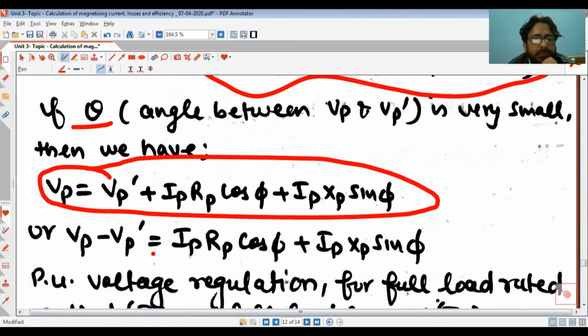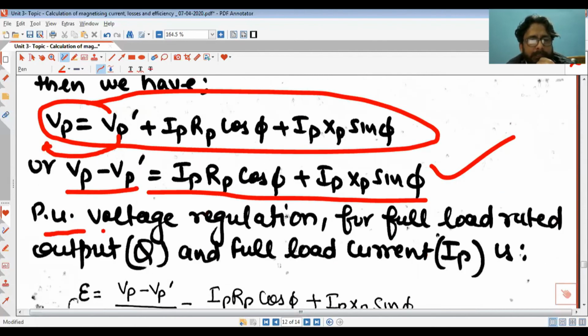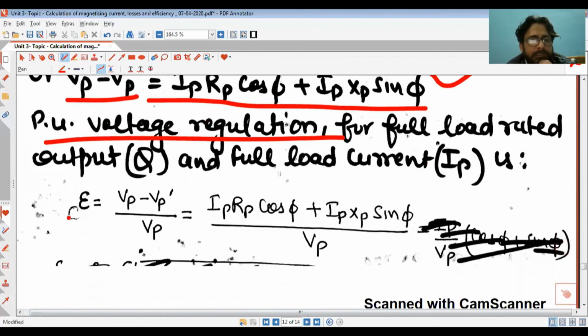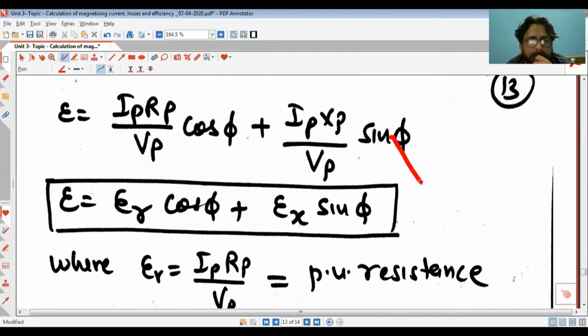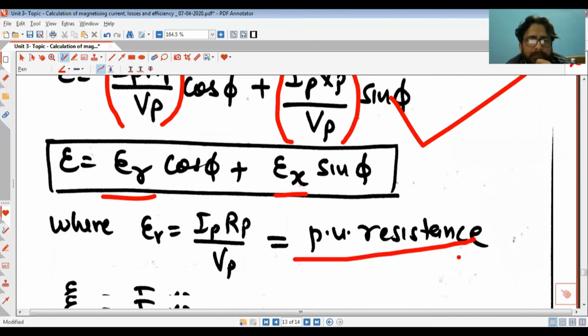Now rearranging this equation, by taking this on the other side, Vp minus Vp dash, the per unit value of voltage regulation, epsilon, is given by Vp minus Vp dash divided by Vp, which is equal to this. Now if we divide by Vp here and here also, this is the per unit resistance, and this is the per unit reactance. Let us denote them with epsilon r and epsilon x, as I have mentioned here.